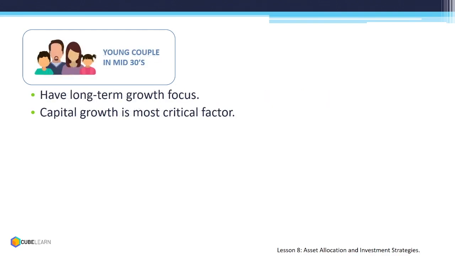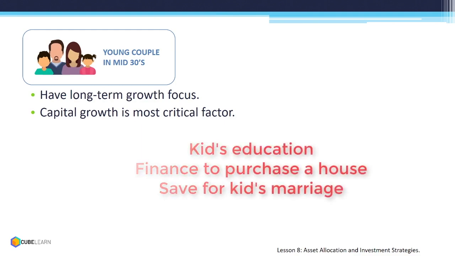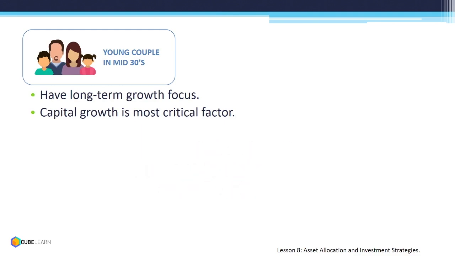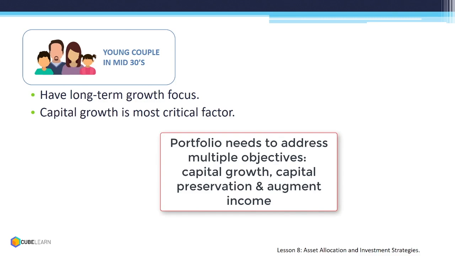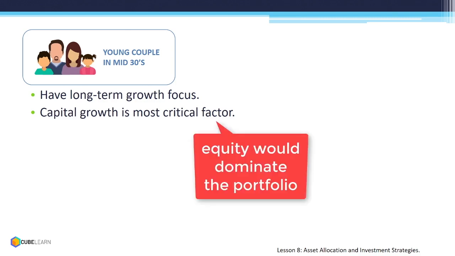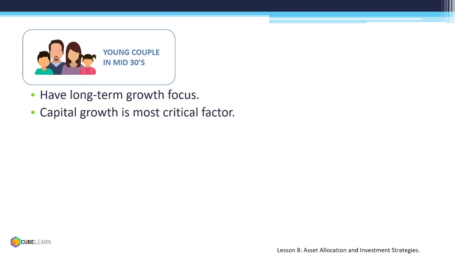Young couple in mid-30s. At this stage, the individual has multiple goals, including kids' education, financing a house, and kids' marriage. The portfolio needs to be balanced with investment serving these multiple objectives of capital growth, capital preservation, and augmenting income. Equity would dominate the portfolio with addition of fixed income assets to balance the portfolio.